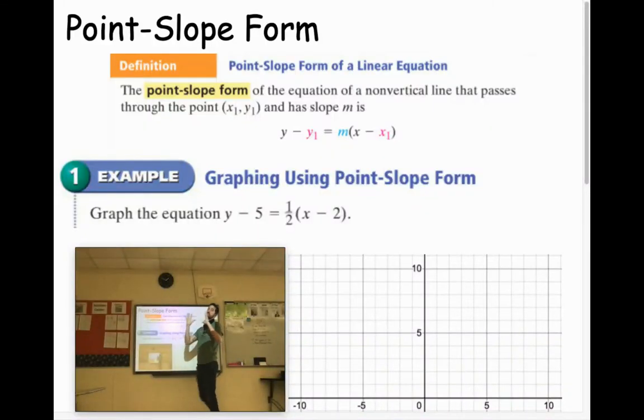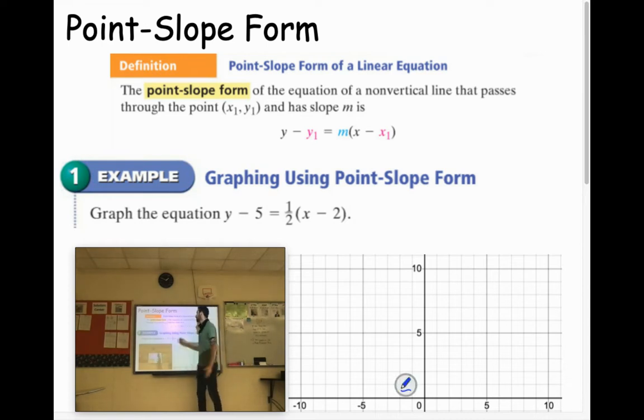Point-slope form looks the most complicated, but it's really not that bad. Now, slope-intercept form tells you a slope and an intercept. Point-slope form tells you a point and the slope. All right, so if you look at the formula, it says y minus y1 equals m times x minus x1.